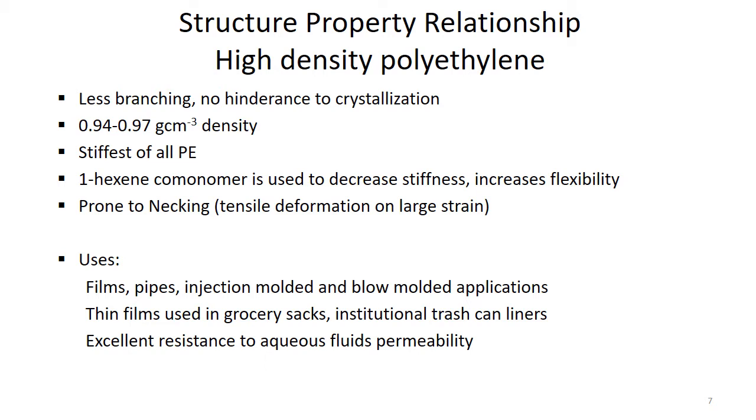In some cases we incorporate a small amount of a comonomer such as 1-hexene, which reduces the crystallinity level. This improves the toughness at the expense of stiffness. So we can make the material somewhat flexible, or increase its elasticity, by adding monomers like 1-hexene. High density polyethylenes are also widely used in making films, pipes, and in injection molding and blow molding applications.